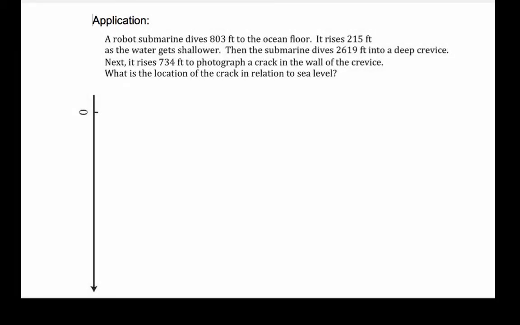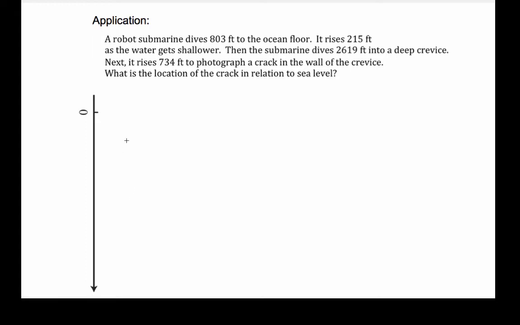All right, here's an application of adding and subtracting positive and negative numbers. A robot submarine dives 803 feet to the ocean floor. It rises 215 feet as the water gets shallower. Then the submarine dives 2,619 feet into a deep crevice. Next, it rises 734 feet to photograph a crack in the wall of the crevice. What is the location of the crack in relation to sea level?